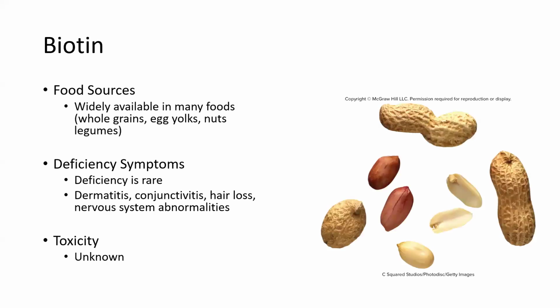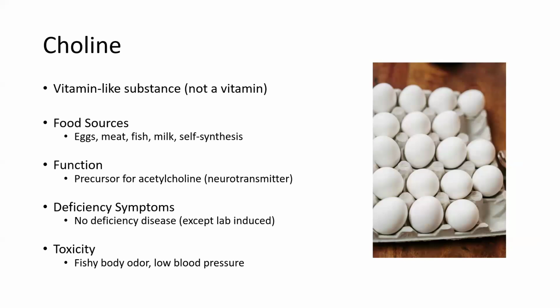Biotin. Biotin you'll find available in many foods like grains, egg yolks, and nuts. Deficiency is often rare, but if so, it would cause dermatitis or conjunctivitis, hair loss, and nervous system abnormalities, and there's really no known toxicity.